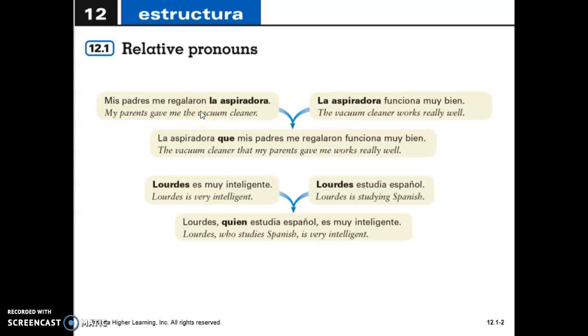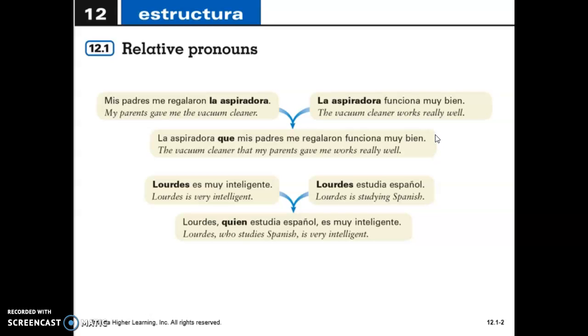Okay, so we have two sentences over here. We're talking about my parents gave me a vacuum cleaner. Mis padres me regalaron la aspiradora. Okay? And then I'm talking about the vacuum cleaner that works very well. La aspiradora funciona muy bien.